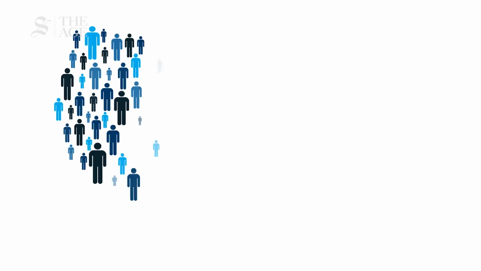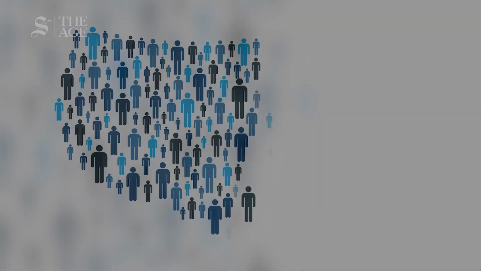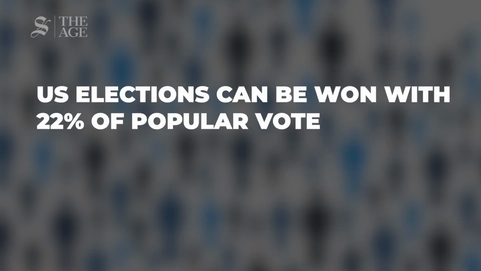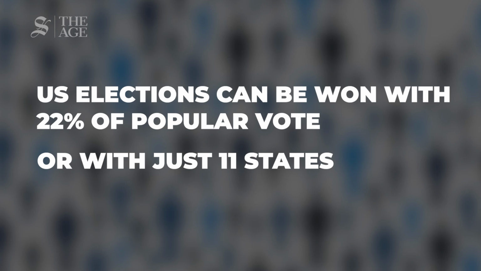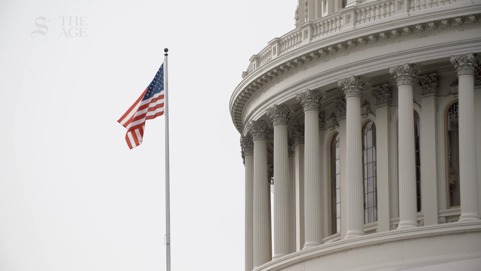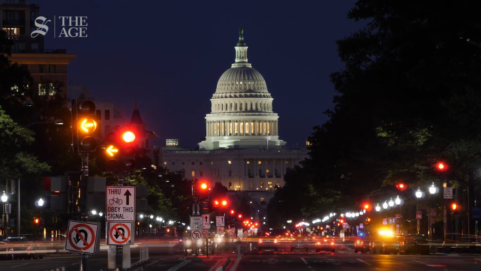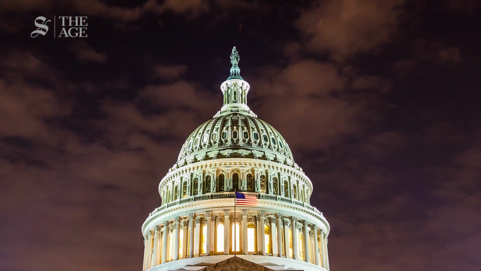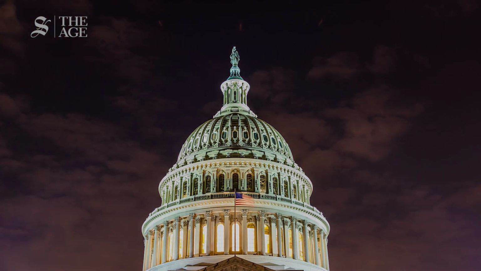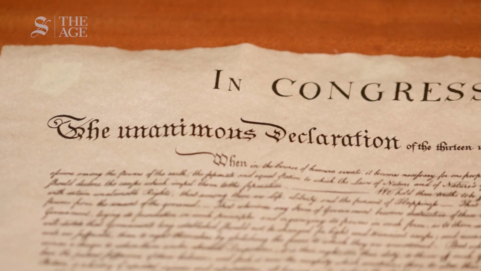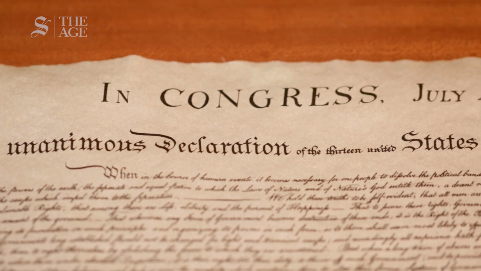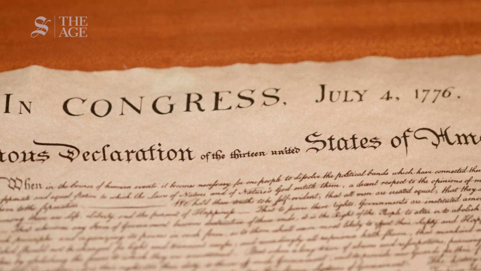These features of the Electoral College mean it would be possible to win an election with just 22% of the overall vote, or by only securing 11 states. The system isn't without its detractors. More than 700 proposals have been introduced in Congress to reform or eliminate the Electoral College. More proposals for constitutional amendments than any other subject in the history of the United States.